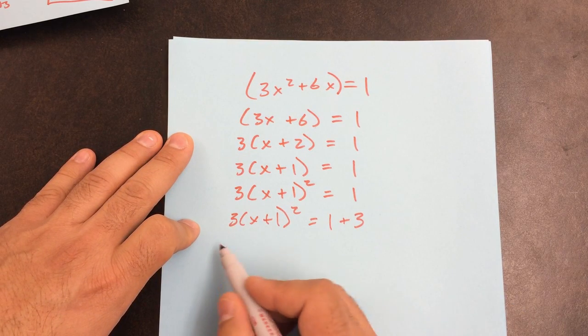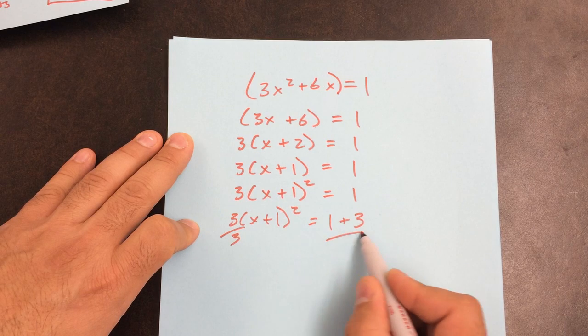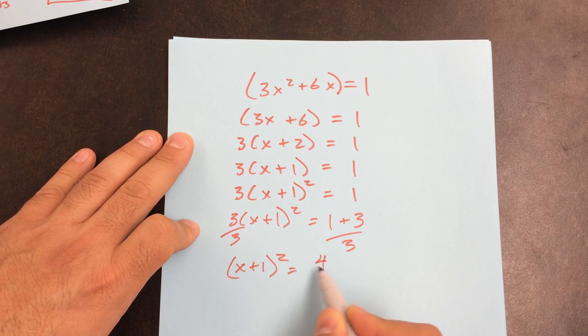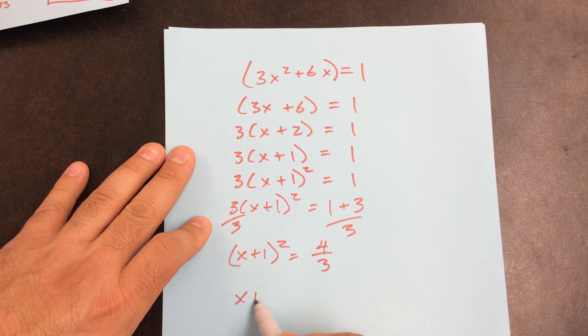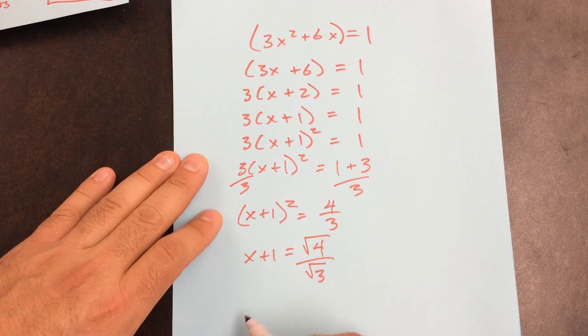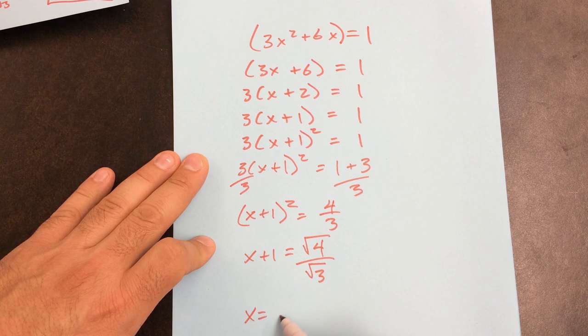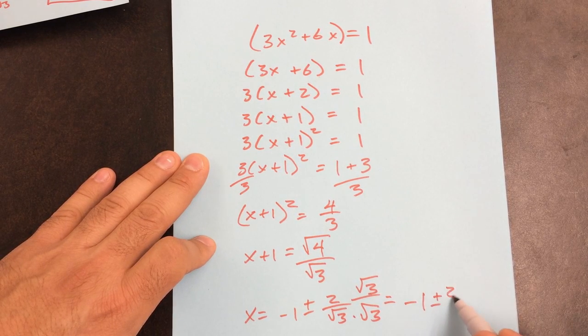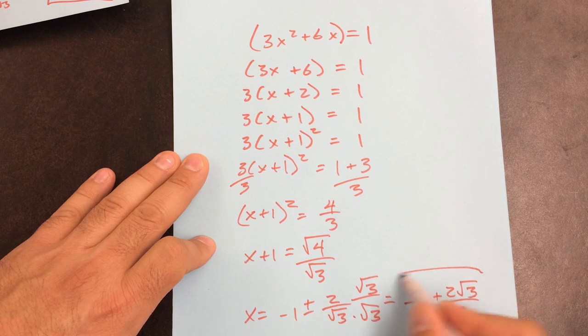Now I'm going to try to get the variable alone, so I'm going to divide by 3. I'm going to square root both sides. And you square root the top and the bottom when you square root. I'm going to subtract 1. Which it seems like this is the exact same answer as the last one. We're going to simplify. And that's the final answer.